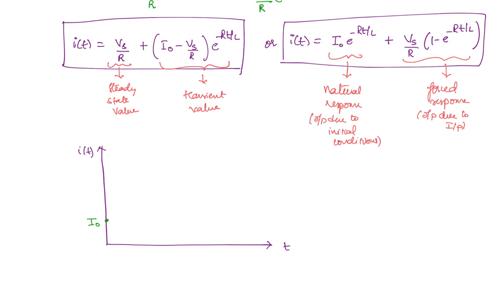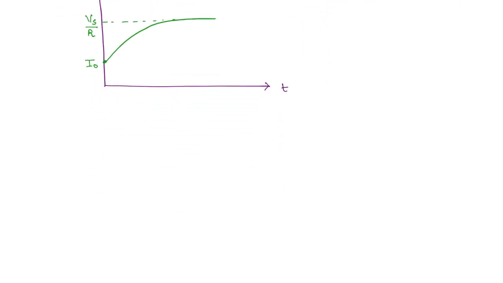After that it is going to exponentially rise and settle down at some final value. What is that final value? You can substitute t equal to infinity, which will make this term 0. So you will be left with Vs by R. That is the steady state value. That's why we call it the steady state value. So this is Vs by R. Once we know the current, then we can find the voltage as well. V is equal to L di by dt. Once you know this, you can find the voltage across the resistor as well using KVL.